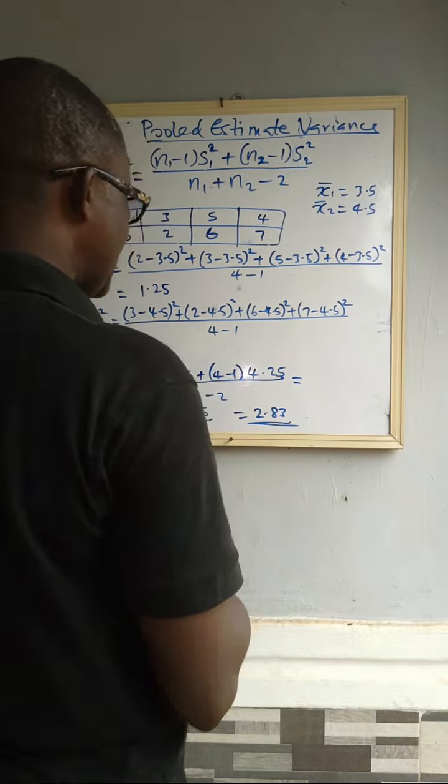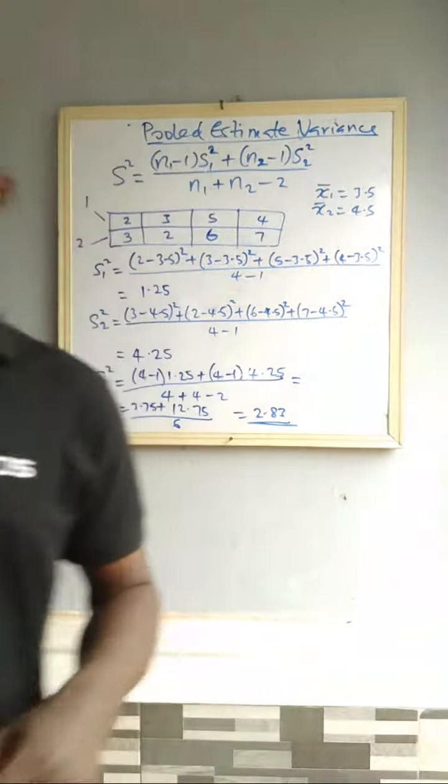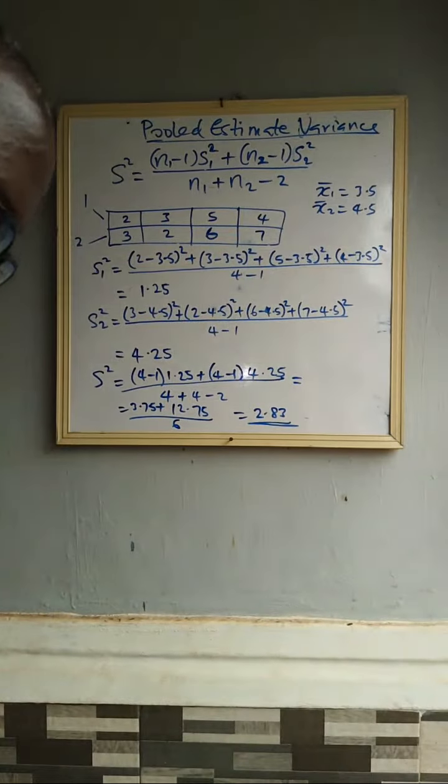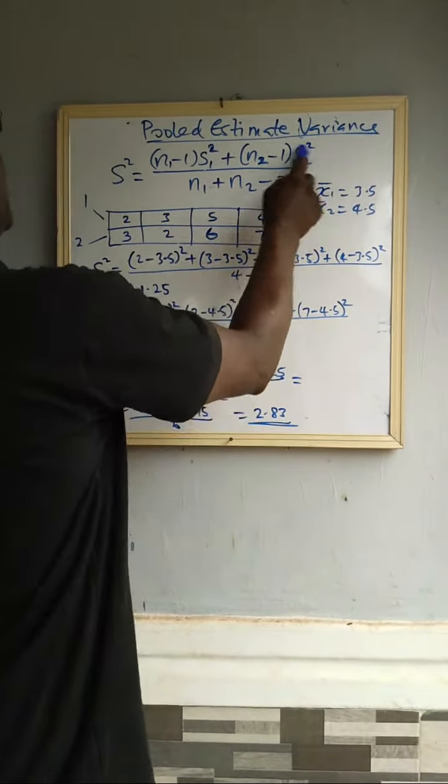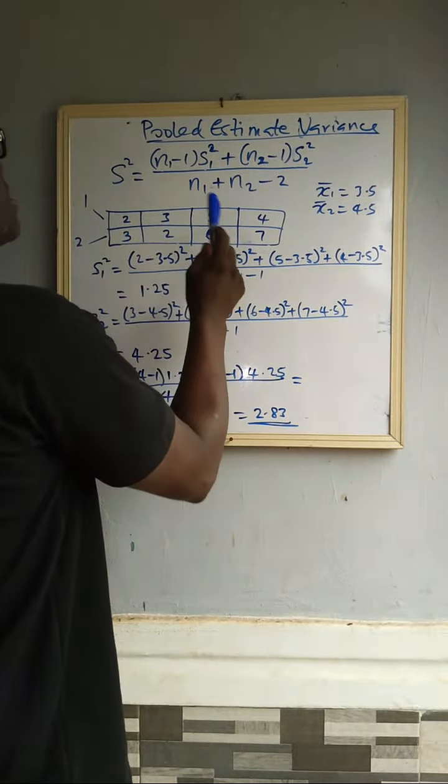This is the pool estimate of variance. I hope you follow. The final answer is 2.83. You can confirm from your own end. I assume that there's no mistake here. Now that is the solution to that. That is this long formula here employed for these two data sets.